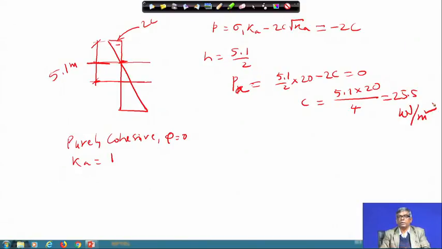So, this is the problem through proper understanding. I have drawn the pressure diagram, and I assume that it failed at this depth. So, at the middle of this the pressure is 0, by using this concept.